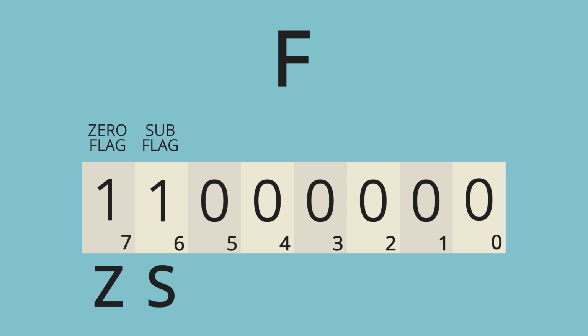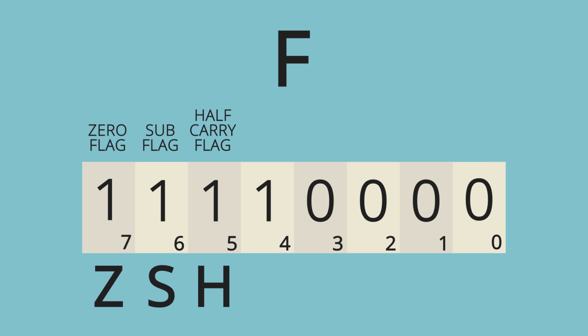Bit number 5 is set if there was a carry from the lower 4 bits to the higher 4 bits in the last operation. This is the half carry flag. And bit number 4 is set if there was a carry from the higher 4 bits in the last operation, or if the A register contained the smaller value when performing a subtraction. This is the carry flag.